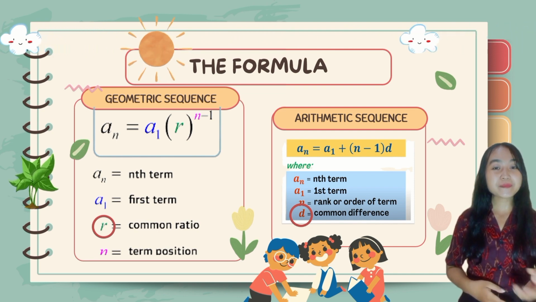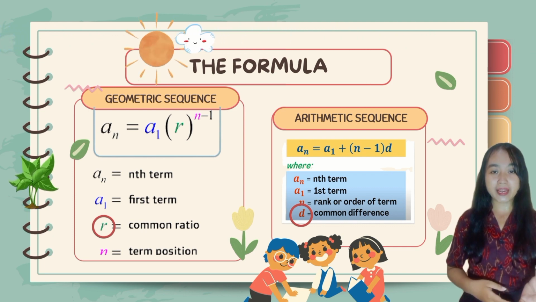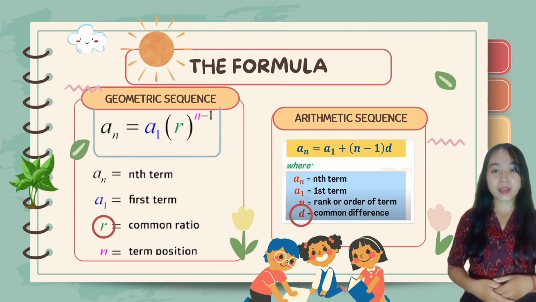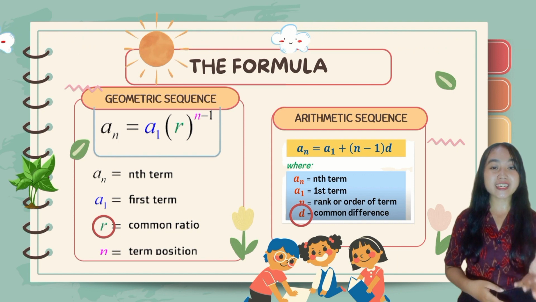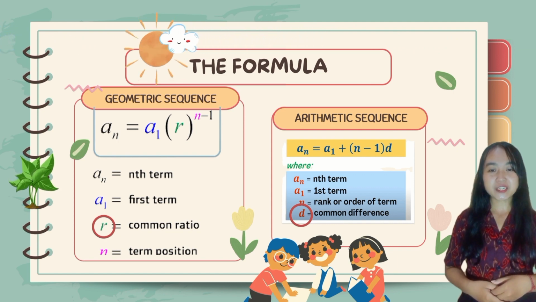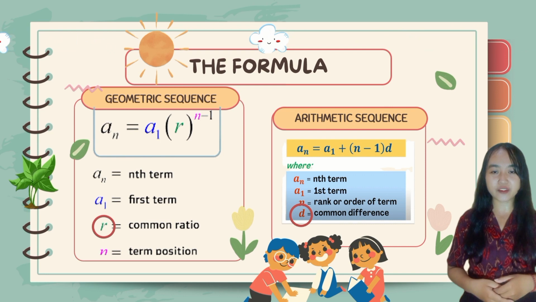So, while arithmetic sequences have a common difference, denoted by D, as a key aspect that decides the difference between one term and another, a geometric sequence has a common ratio, denoted by an R. A common ratio is the ratio of any two consecutive terms in the geometric sequence.